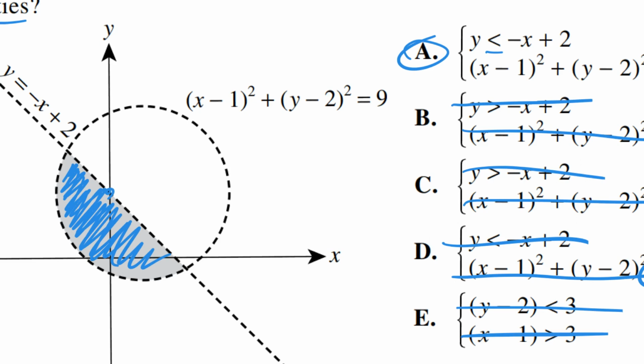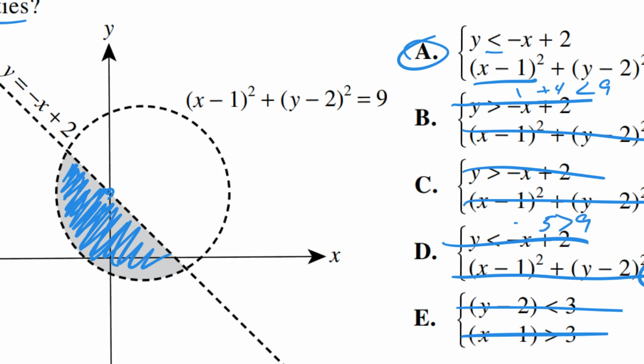So the only answer left is A. And by the way, if you ever get lost, a great idea is to plug in the origin. If I were to plug in the origin to this, well, that would be 0 minus 1. That's -1 squared is 1. Put in 0 here, -2 squared is 4. And 1 plus 4 is 5, which is definitely less than 9.